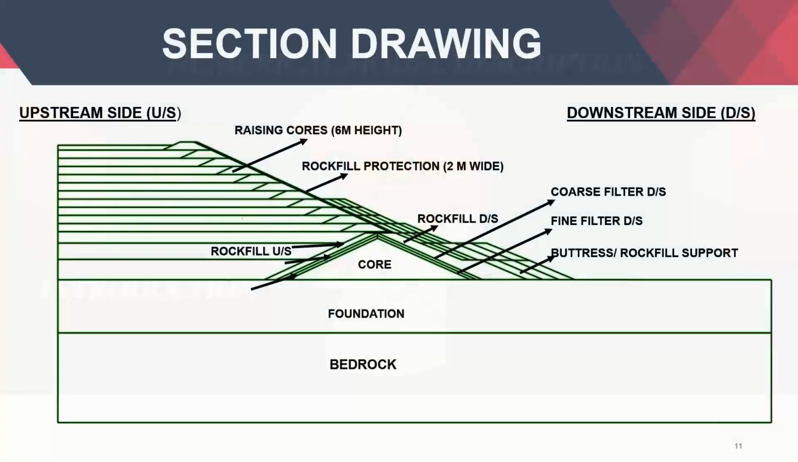So for the cross-section view, this is the tailings dam, or these are the tailings storage, the foundation, the bedrock, the core. Then we have the rock fill on the upstream side. Then we have a coarse and fine filter on the downstream side, a buttress or a rock fill support. Then we have the raising cores. Each raising core is of 6 meter height, and the rock fill protection or the rock berm is of 2 meters. Okay, and these tailings, they depend on the size of the raising itself.